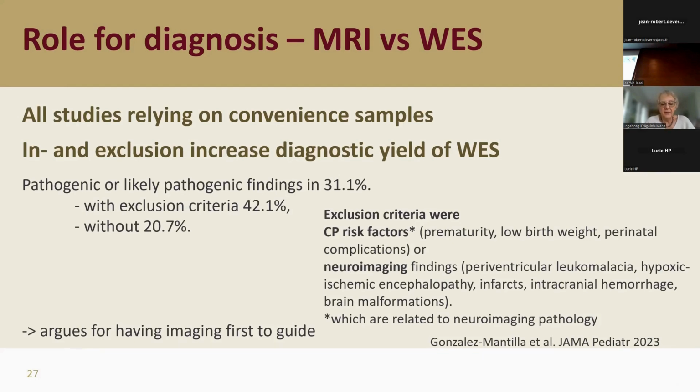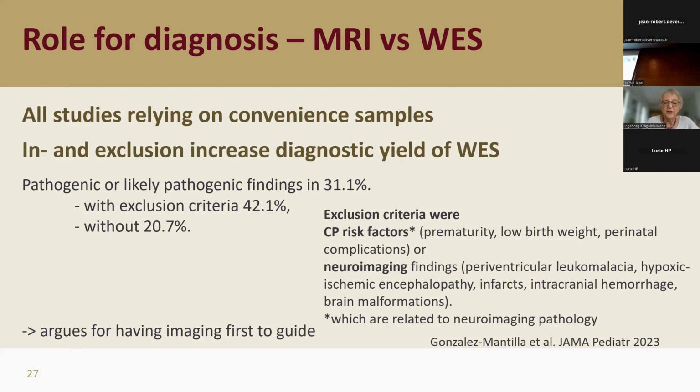And themselves, when they looked at their data, they could see that in studies which excluded CP on the basis of risk factors or neuroimaging findings which indicated acquired lesions, their diagnostic yield was much higher, namely 40%. But if these factors evidencing acquired lesions or acquired pathology were present, they could yield only 20%. This also argues for having imaging first to guide.